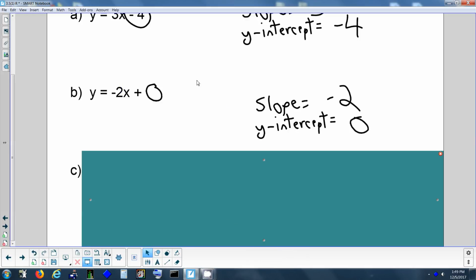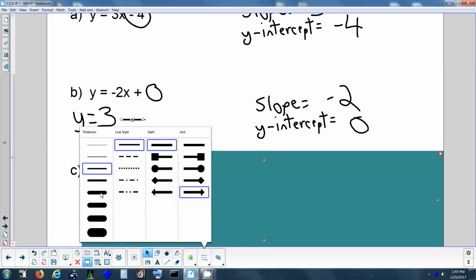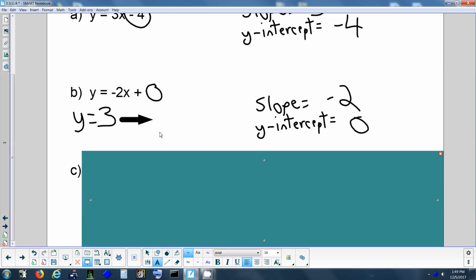Works both ways. What if I have this? Y equals 3. In this, you don't have to write this. In this equation, what is 3 going to be? Is that the slope or is that the y-intercept? Y-intercept. Why wouldn't it be the slope? Because there's no x attached to it, right? So this works the same way.